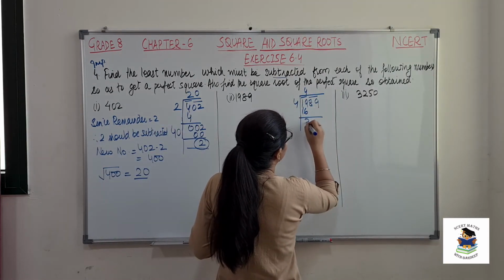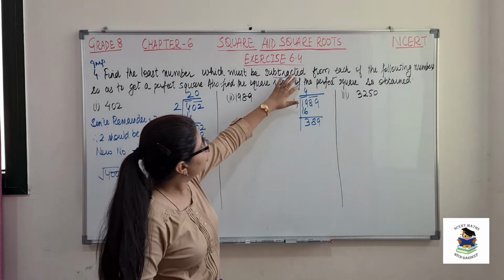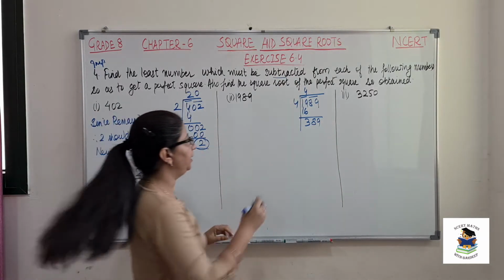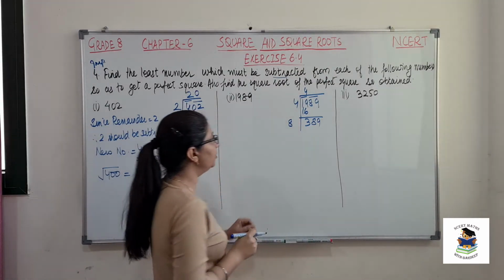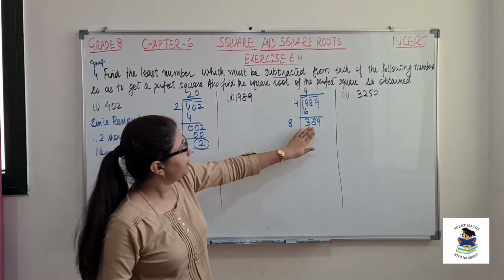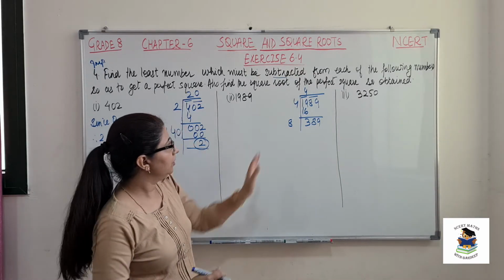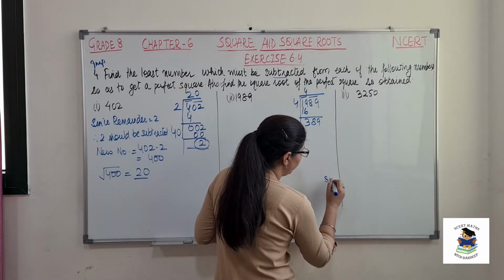So remainder is 3 and then 89 will come down. So now 4 plus 4, 8 should come here. And now see 8 5s are 40. So if I compare, it should be around 4. Okay. So then also we will try. So it should be 84.